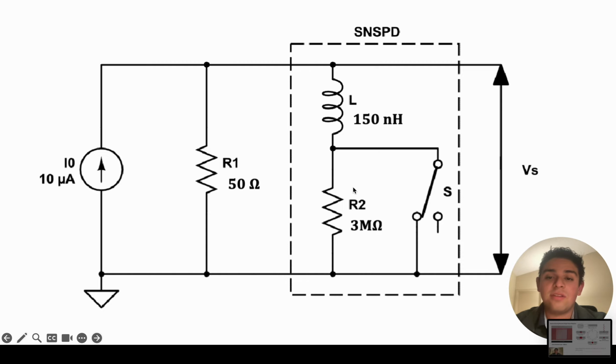But we want to model this in such a way that when we do detect a photon, when we do have a resistive barrier, which is modeled by this 3 mega ohm resistor, we want there to be a voltage reading across this, which there will be. Most of the bias current is going to flow through this path because it's going to have a low resistance. So we will measure some voltage pulse.